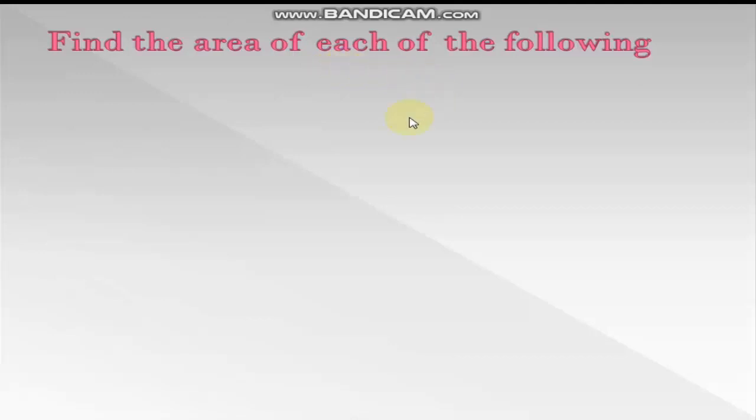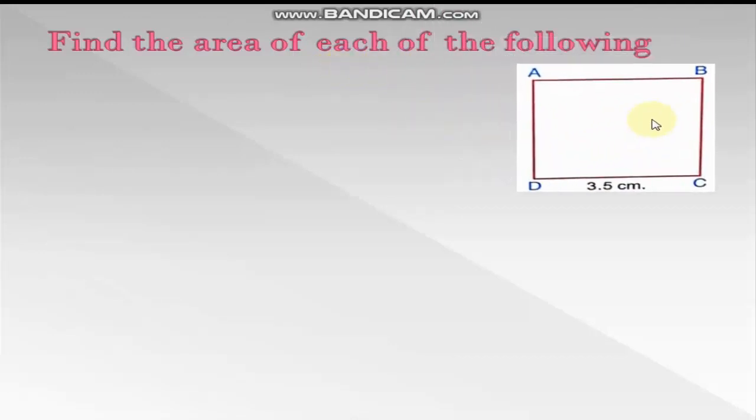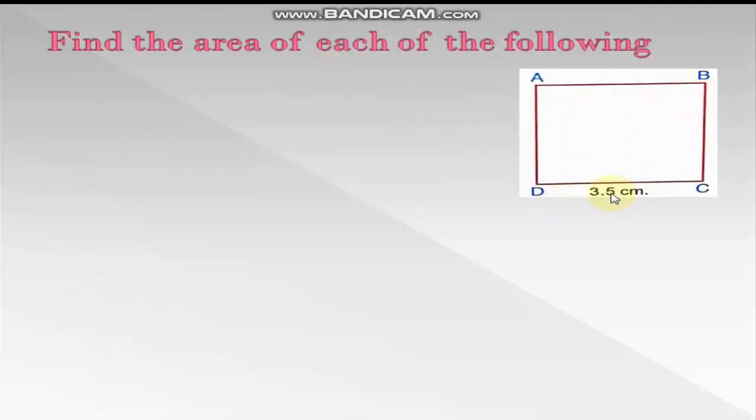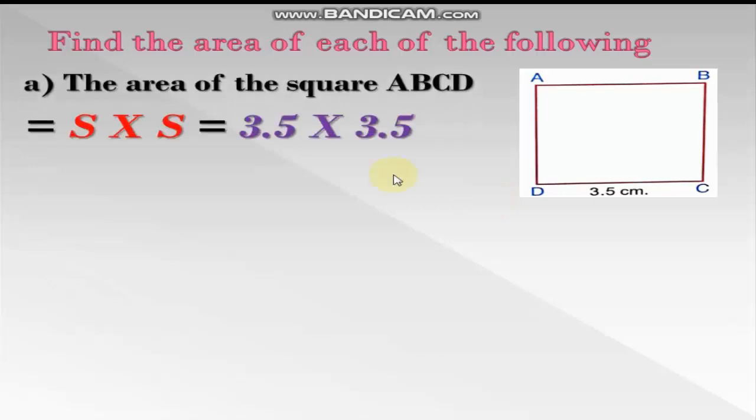Find the area of each of the following. We have a square of side length 3.5 centimeters, so we have here the side length, and we know that the area of a square equals S times S. So we can say that the area of the square ABCD equals S times S, and we know the side length here is 3.5 centimeters. So 3.5 times 3.5 equals 12.25 centimeter square.